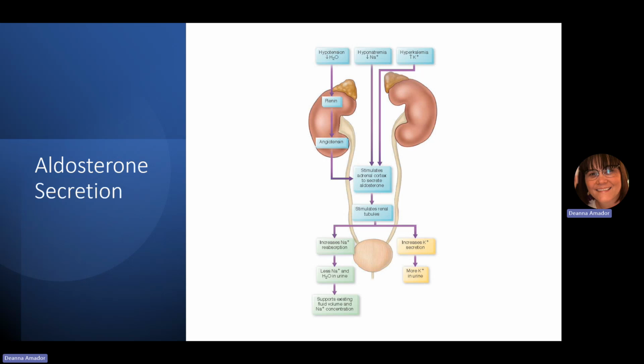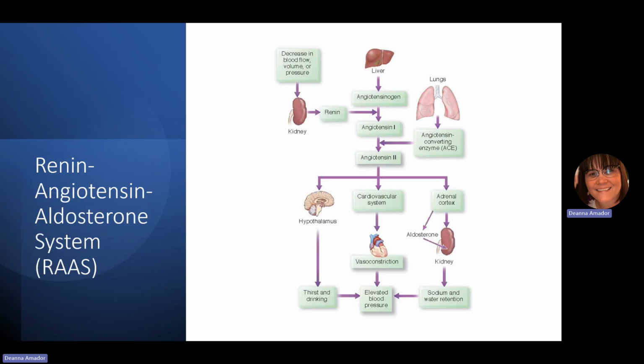And then your third mechanism that kind of helps with this volume is your renin angiotensin aldosterone system, or your RAAS system. We talked a lot about this as well. So as you can see here, when you have decreased blood flow or volume or blood pressure, your kidney kicks out renin, your liver is always secreting angiotensinogen, and when the renin mixes with the angiotensinogen, it produces angiotensin 1. Your lungs then kick out ACE and change the angiotensin 1 to angiotensin 2, and that's your potent blood pressure control. So your angiotensin 2 then affects your hypothalamus, your cardiovascular system, and your adrenal above your kidneys there. And you can see how this just keeps going down.